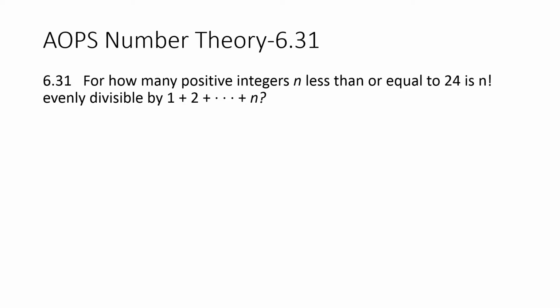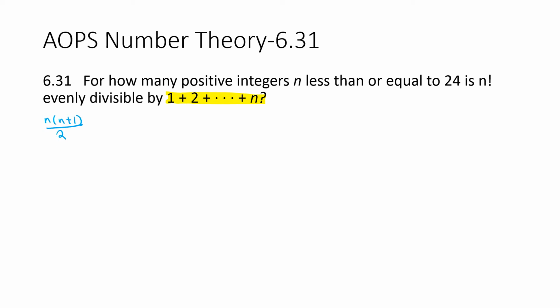AoPS number 36.31: For how many positive integers n less than or equal to 24 is n factorial evenly divisible by 1 plus 2 plus ... plus n? So the formula for the sum of that is equal to n times (n plus 1) divided by 2.